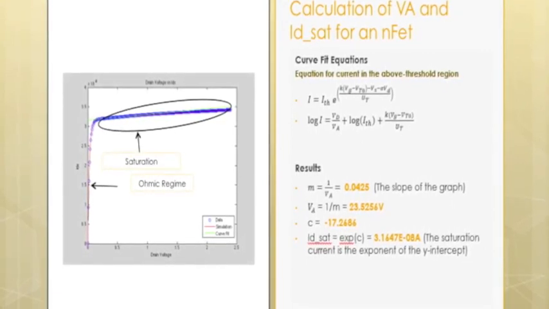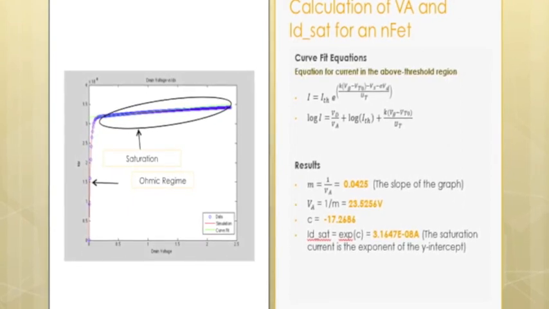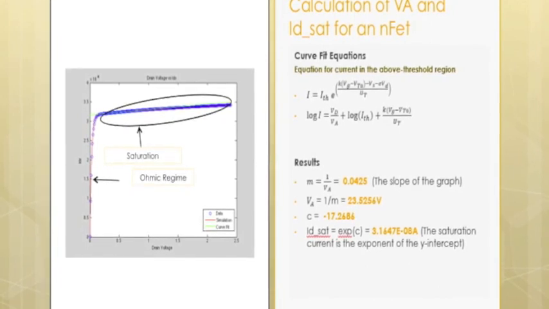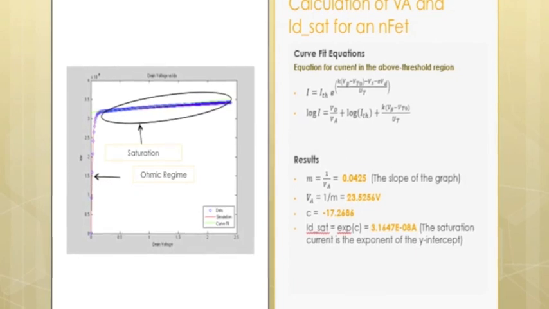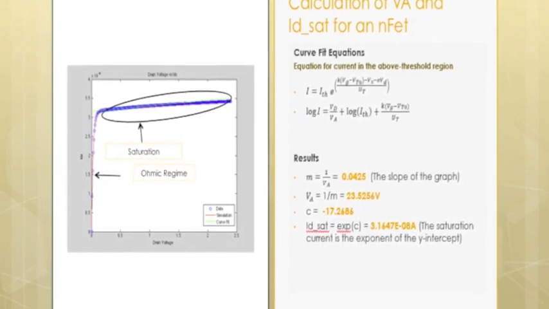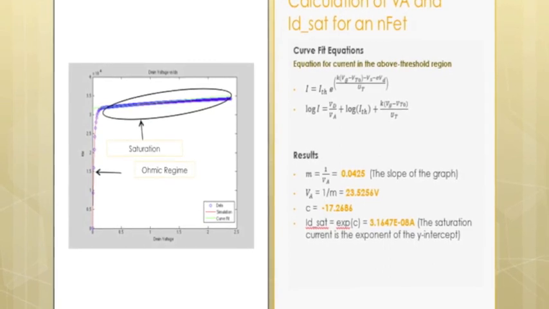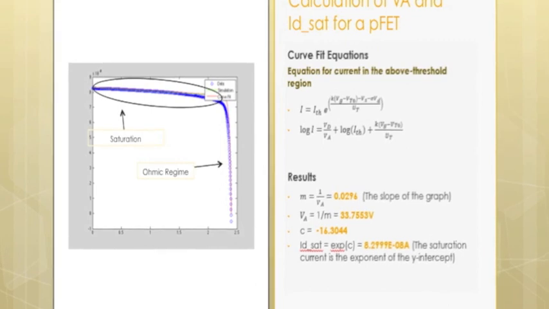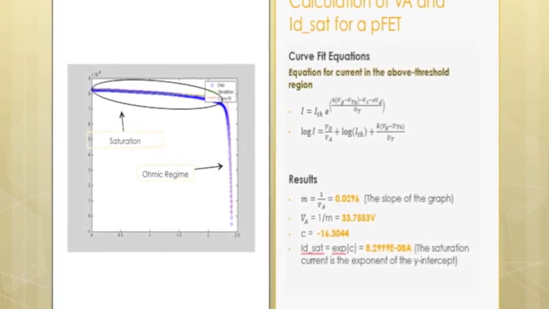The graph describes the ohmic and saturation regime. From the slope, the early voltage is calculated, and the graph's intercept provides a value for ID sat. Once again, the simulation results and the experimental data are quite close, but they're not perfect. A similar analysis is conducted on the PFET, and a value for early voltage and ID sat is extracted.